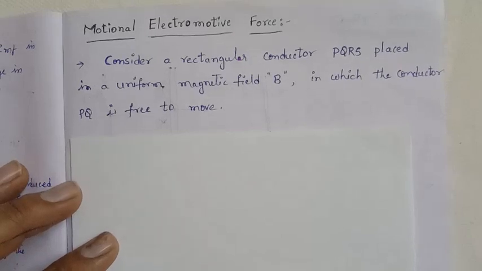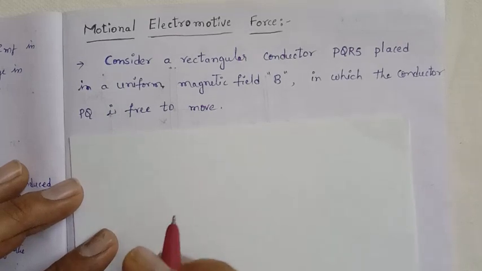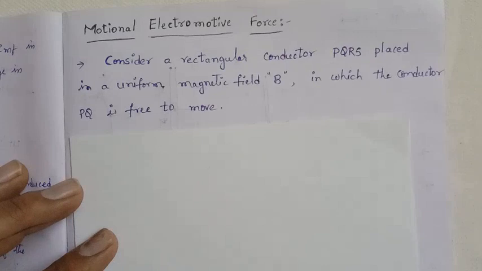Good morning, students. Our next topic is motional electromotive force. So what does motional electromotive force mean? Consider a rectangular conductor PQRS placed in a uniform magnetic field B, in which the conductor PQ is free to move.